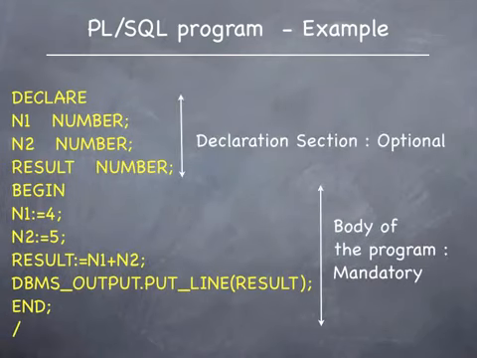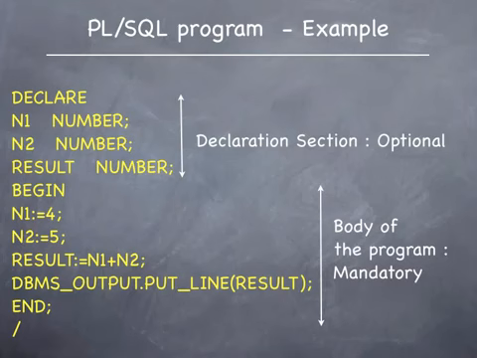Here, the program that I have just discussed has been displayed with two sections. The first section is everything between the words declare and begin. This section is called the declaration section of the program, and this section is an optional section. It is optional because not all programs have variables to declare.